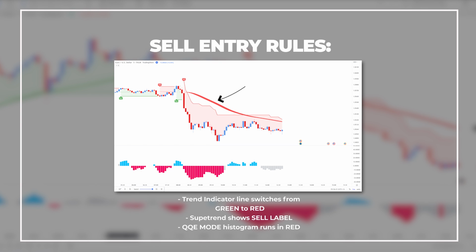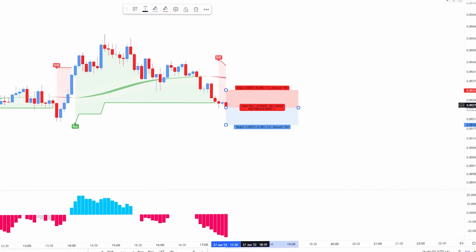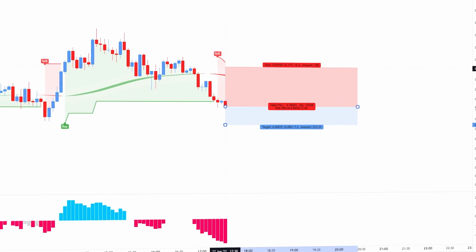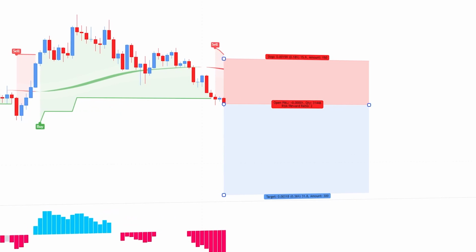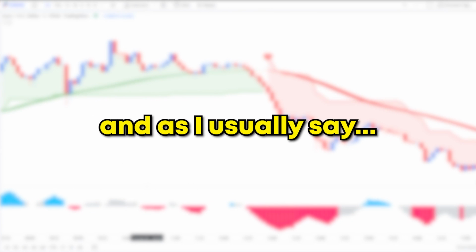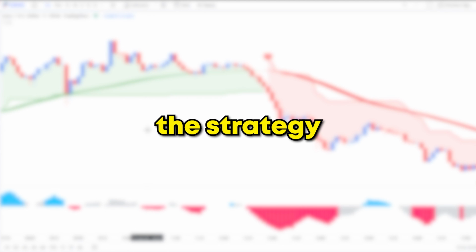First, the trend indicator needs to switch from green to red, indicating selling power in the market. Then we look at whether Supertrend generated a sell label and the QQE MOD histogram is running in this pinkish red color. We then only enter at the closure of a candlestick, setting our protective stop loss above the Supertrend red line and taking profit at 2 times the risk. And as I usually say, we must not rely on indicators alone, but we have to backtest the strategy ourselves.